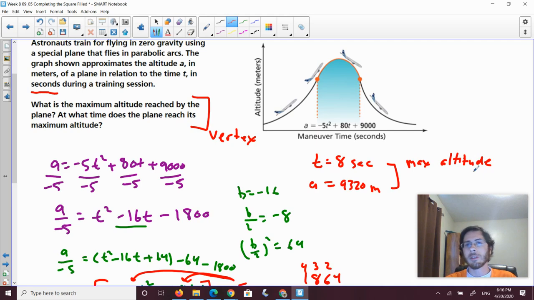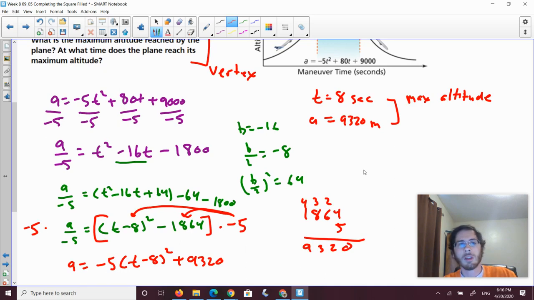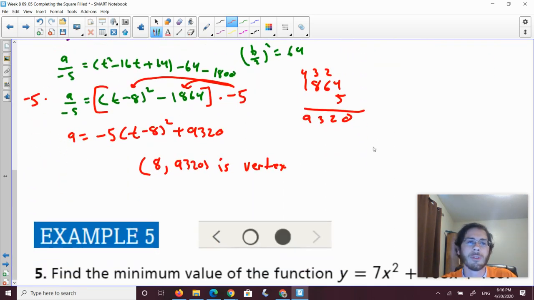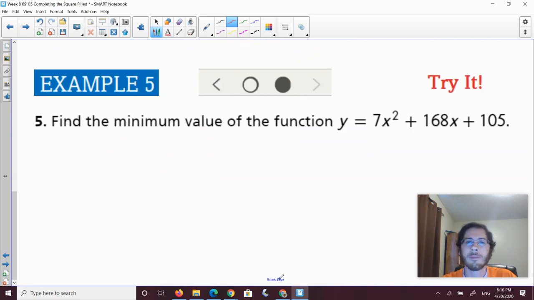So the airplane is going to get up to 9,320 meters. That's pretty big. So that's going to be what we want for our result. So you can see we can get our vertex form. That wasn't too bad. But if I was doing it, I might go with the calculator with those numbers. They were kind of big.